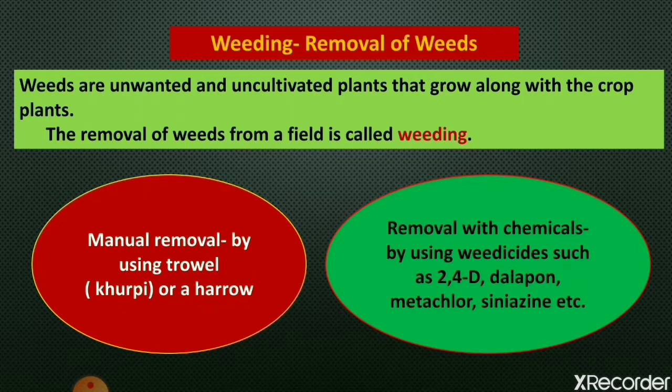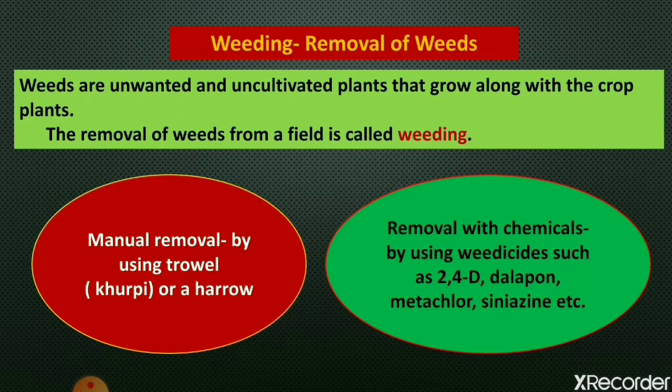And the next one is removal with chemicals. So how are they removed with chemicals? Some chemicals are used to control weeds, and these chemicals destroy the weeds. These chemicals are called weedicides. Yes, these chemicals destroy the weeds, but they do not harm the crops. So such chemicals which destroy the weeds but do not harm the crops are called weedicides.